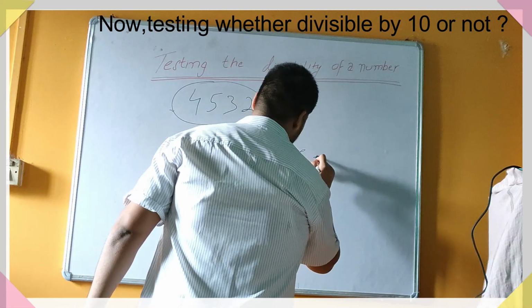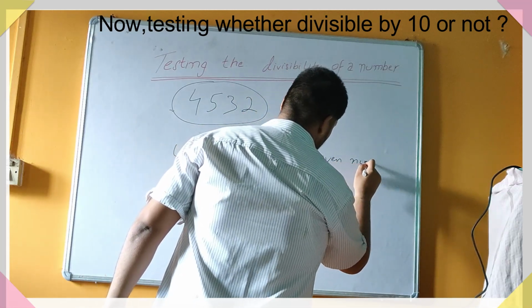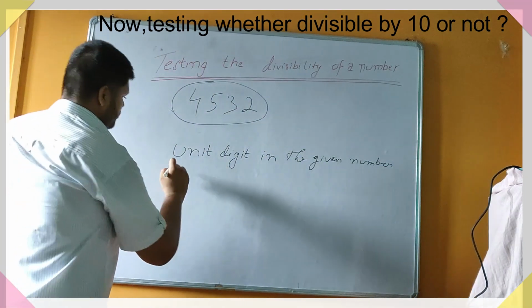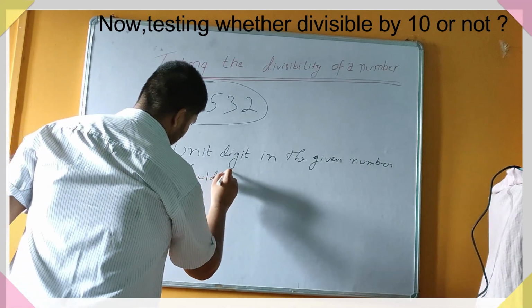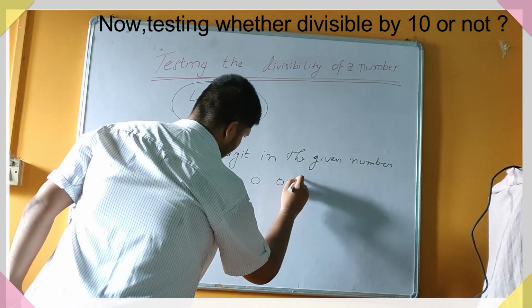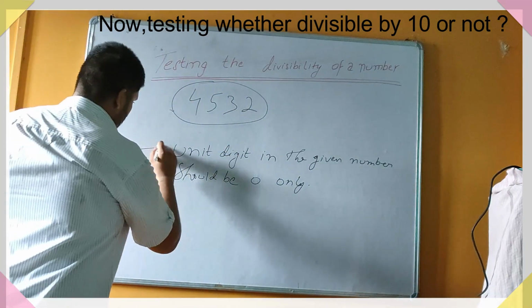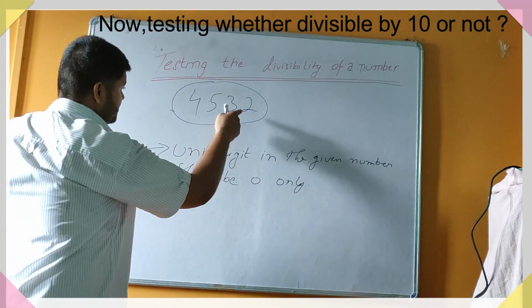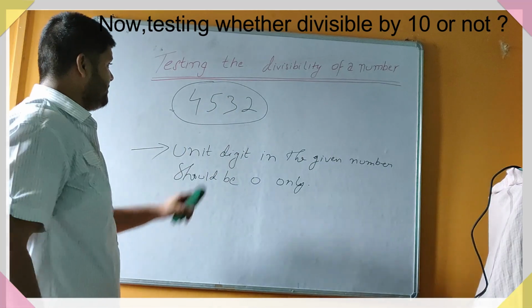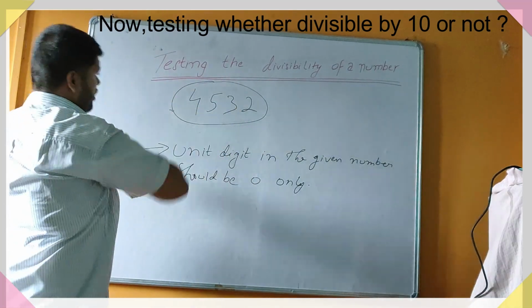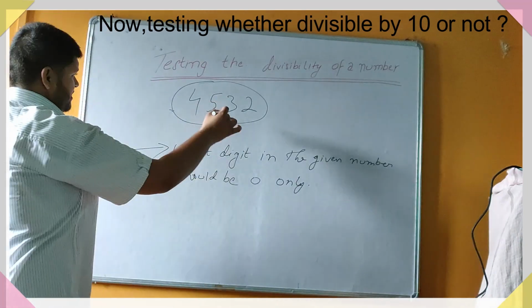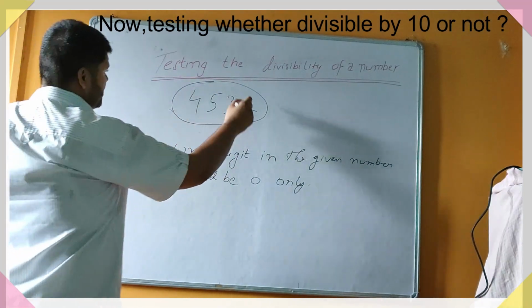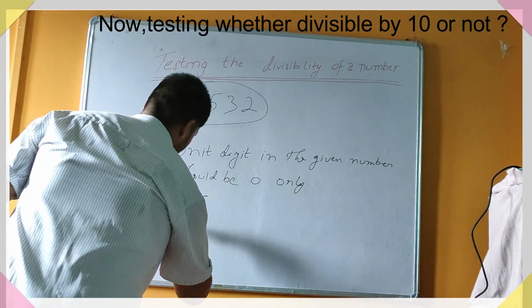in the given number should be 0 only. To say this number is divisible by 10, we have to say that this unit digit must be 0. If it is not 0, then this number is not divisible by 10. Here the unit digit is 2, which is not 0. That means we conclude that this number is not divisible by 10.